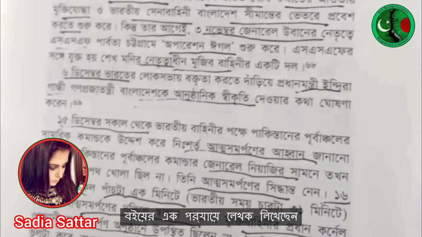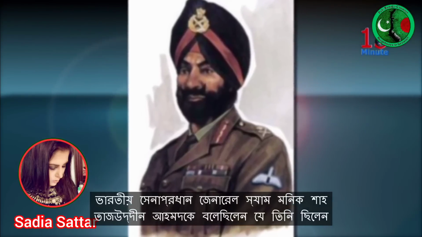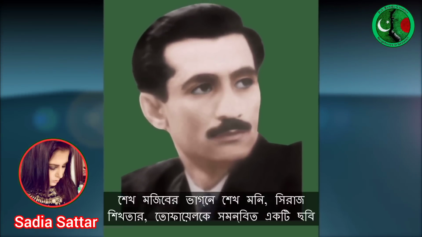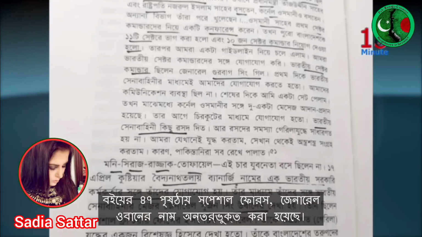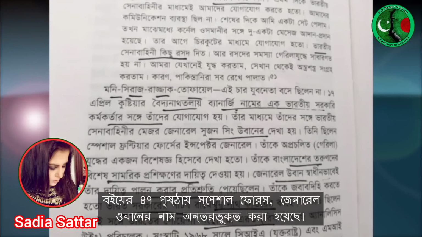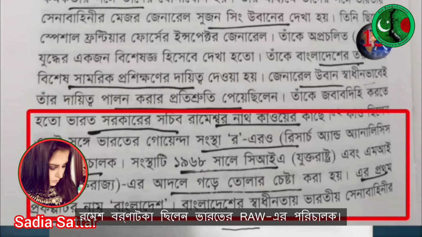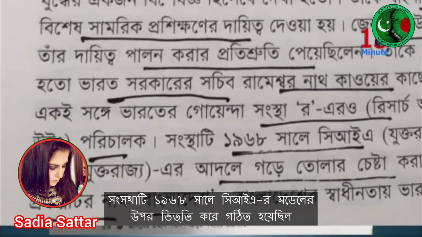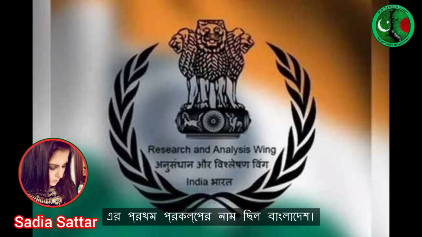At one point in the book, the author writes that Indian Army Chief General Sam Manekshaw told Tajuddin Ahmed that he had formed a special force alongside the army to accomplish a specific task. A photograph featuring Sheikh Mujib's nephew Sheikh Moni, Siraj Sikdar, Tufel, and Abdul Razak with another officer of this special force, General Oban, is included on page 47 of the book. Four lines from the book are as follows. Rameshwar Nath Kao was the director of India's RAW. The agency was structured in 1968 based on the models of the CIA from the United States and MI6 from the United Kingdom. The name of its first project was Bangladesh.